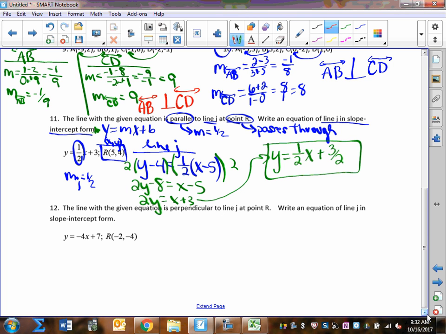Alright, and then number 12. What did we end up getting for our equation of the line J? What do we get for our equation? Good. y equals 1/4 x minus 7/2. Do we agree with this? Yeah. Very good. Any questions on this?